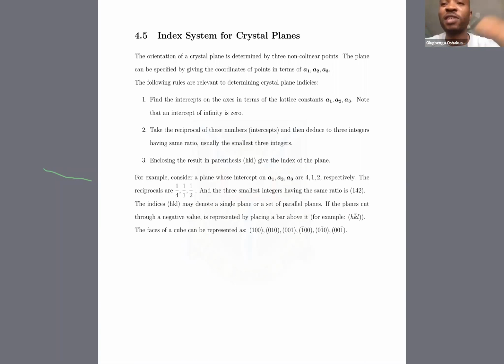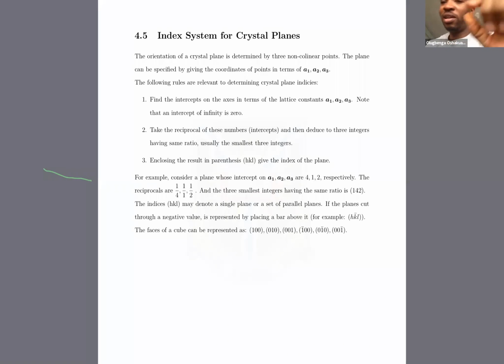Imagine that. A sheet of paper is an example of a plane, and it can go through any 3 points you choose. And those 3 points must be non-collinear. That is, the 3 points should not fall on the same line.